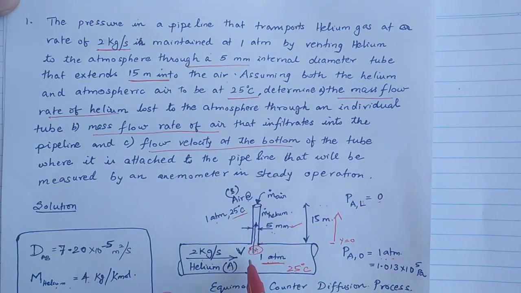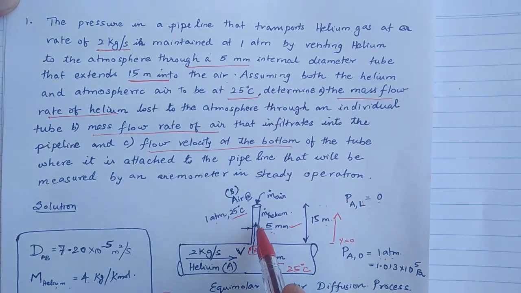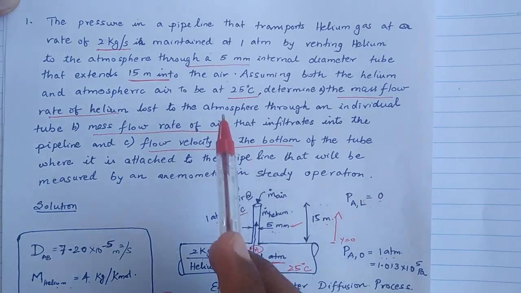So you are having a pipeline. In this pipeline, helium is transported at the rate of 2 kg per second. The gas is maintained at 1 atmosphere by venting the helium into the surrounding air. The diameter of the tube is given as 5 and the length of the tube is given as 15 meter.